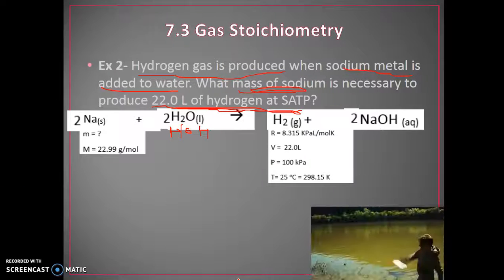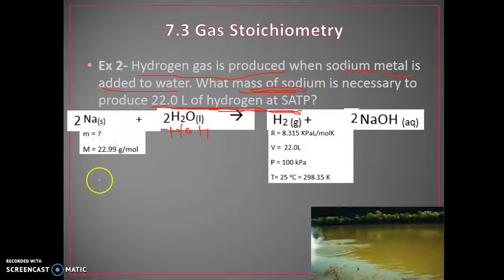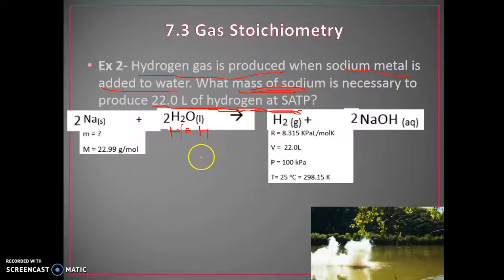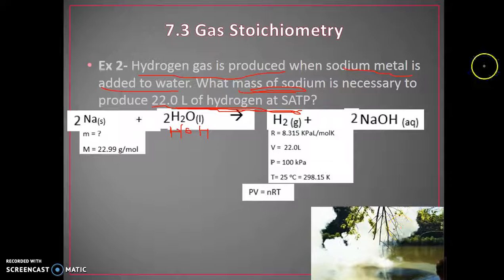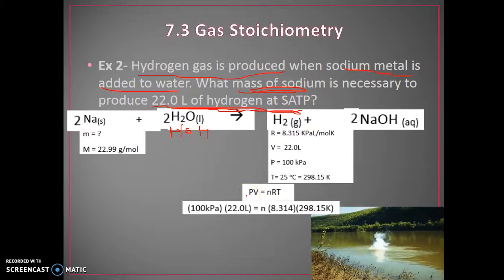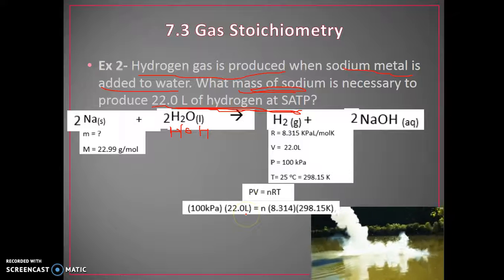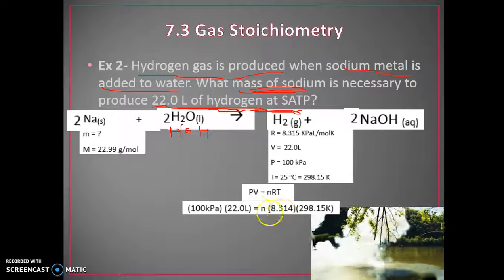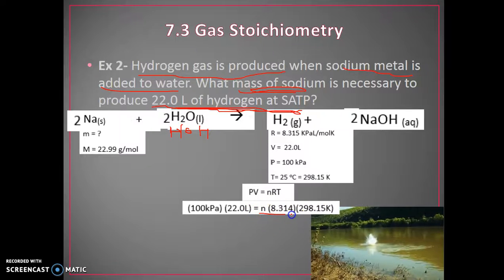Now, second step in stoichiometry is to figure out moles. If I look at this, I have an unknown. Here, I have enough information I could figure out moles. So I will use PV equals nRT to find moles, and so take all of this information and substitute it into the equation here. So pressure is 100 kilopascals, volume is 22, which is in liters. I'm trying to solve to get n by itself. R is 8.314, and the temperature is 298.15 Kelvin.